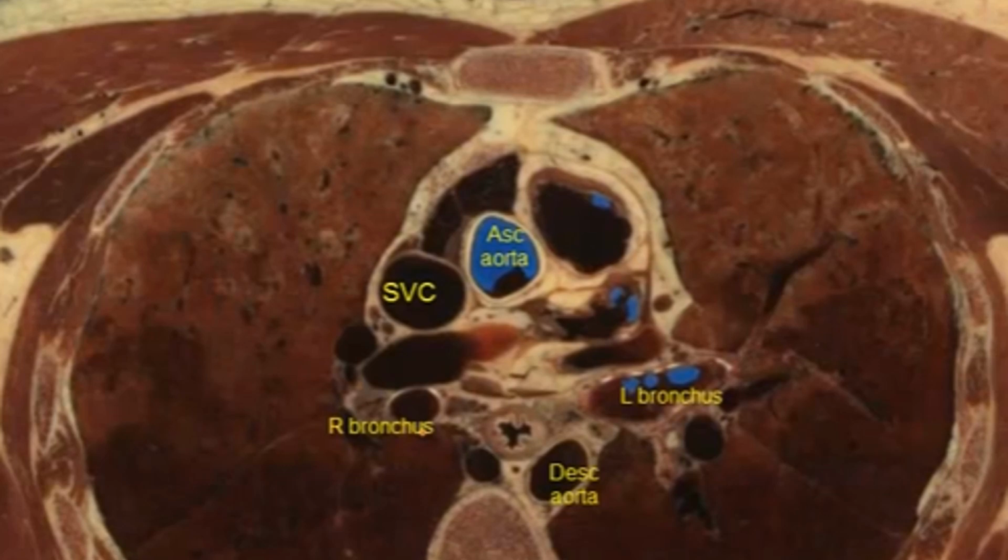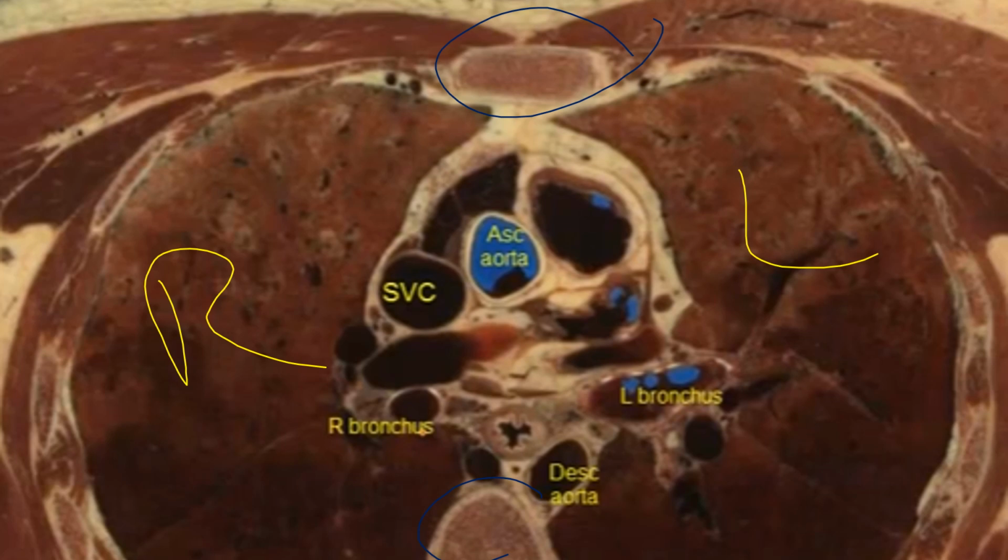All right, so this is sort of the similar picture. Once again, we have the sternum, the spine, let's go yellow, the right lung, the left lung, ascending aorta, descending aorta, and they highlight all this stuff for you. The right bronchus, the left bronchus. Notice that the left bronchus looks more oval in shape.